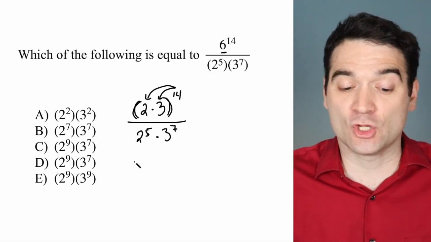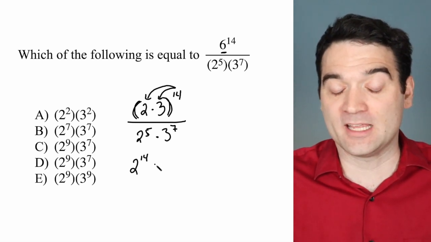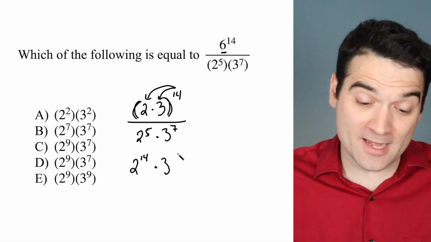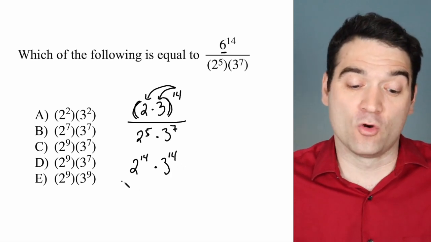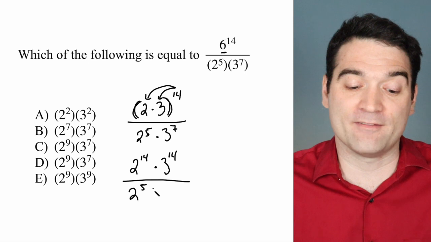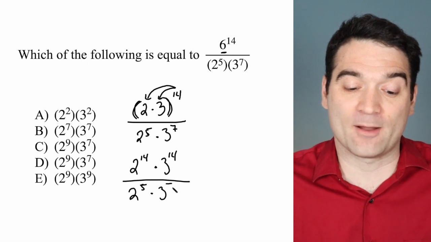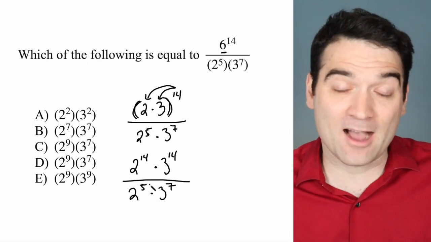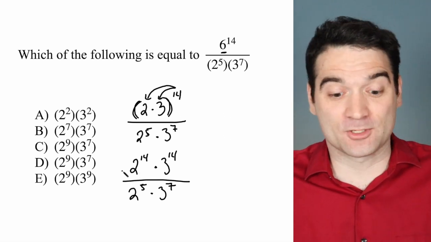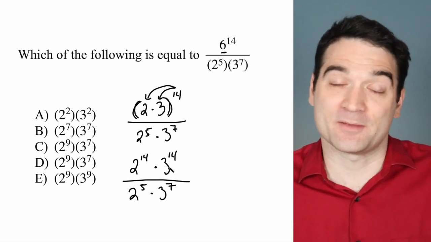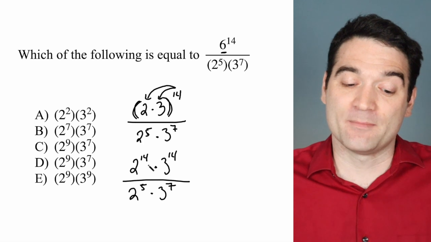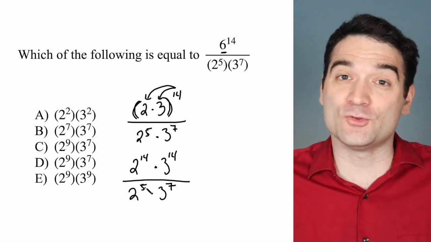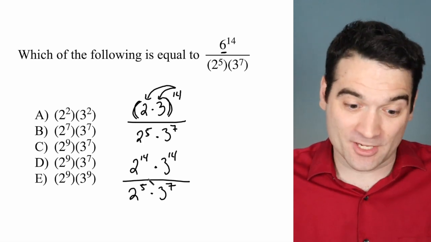So what I get is 2 to the power of 14 times 3 to the power of 14 over 2 to the power of 5 times 3 to the power of 7. Now, I could, if I wanted to, write out 2 times 2 times 2 times 2, 14 times, and 3 times 3 times 3, 14 times, over this. But instead, let's make our lives easy and use our exponent rules for subtraction, right?